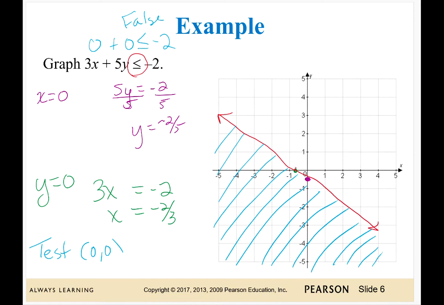So there you go. There is your graph for this one. Notice a solid line because we had the equal sign right there. And then the shading underneath, because when we tested 0, 0, it did not work. So this cannot be the shaded side. It's got to be the other.